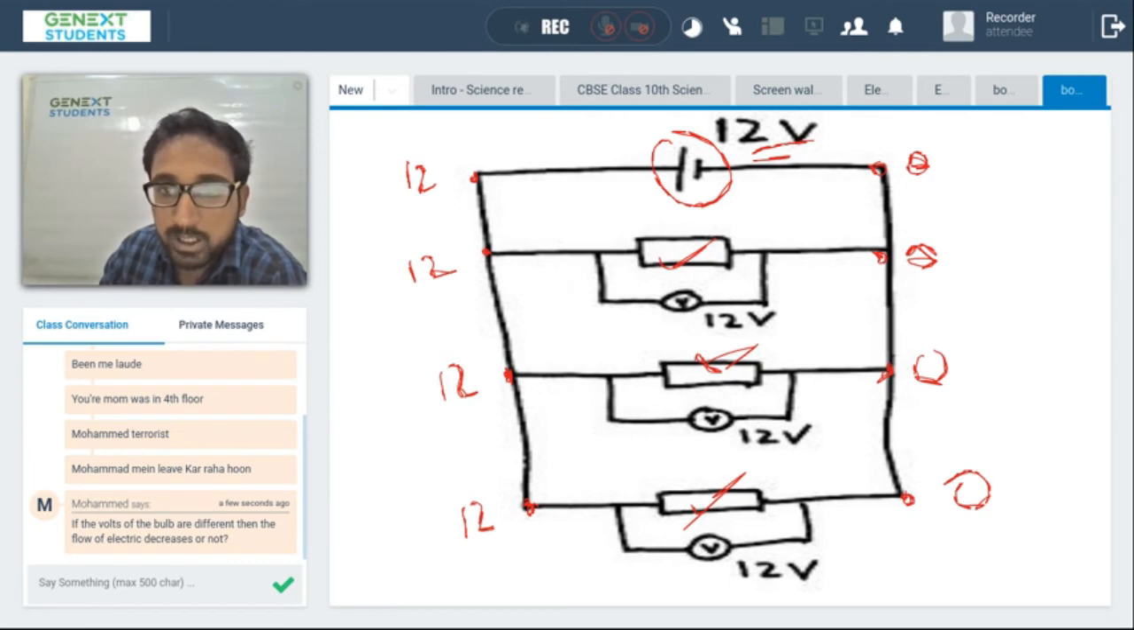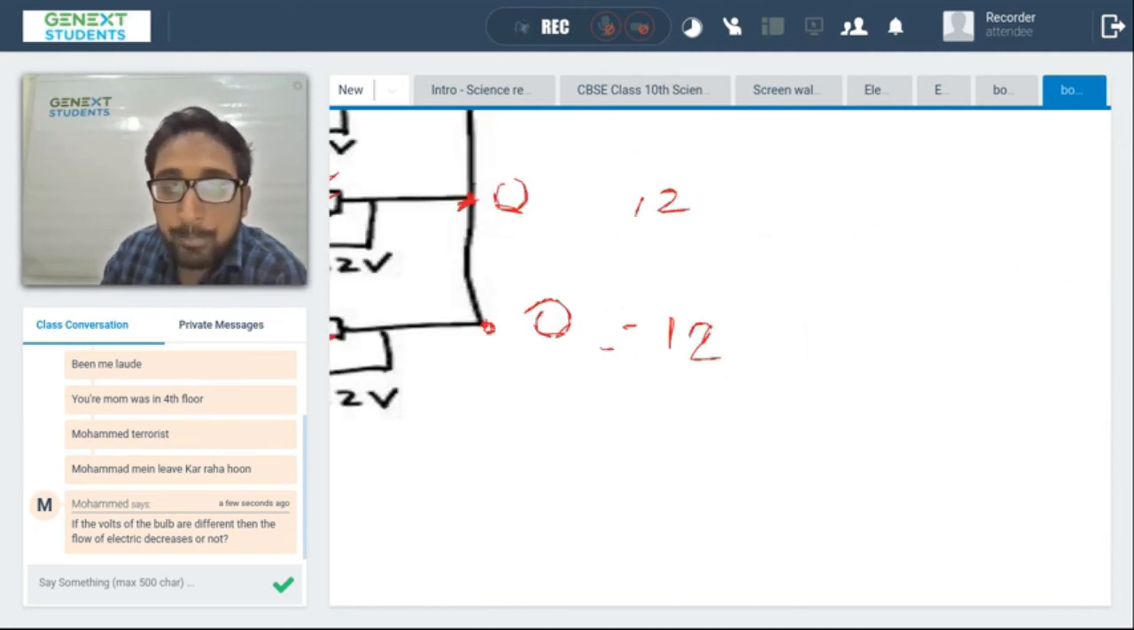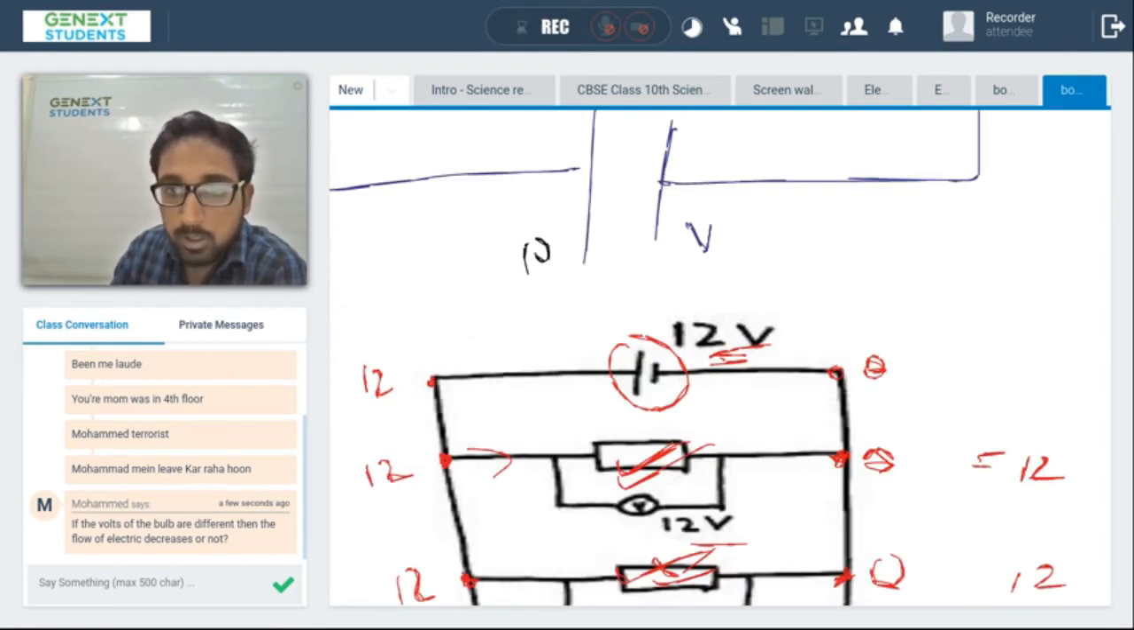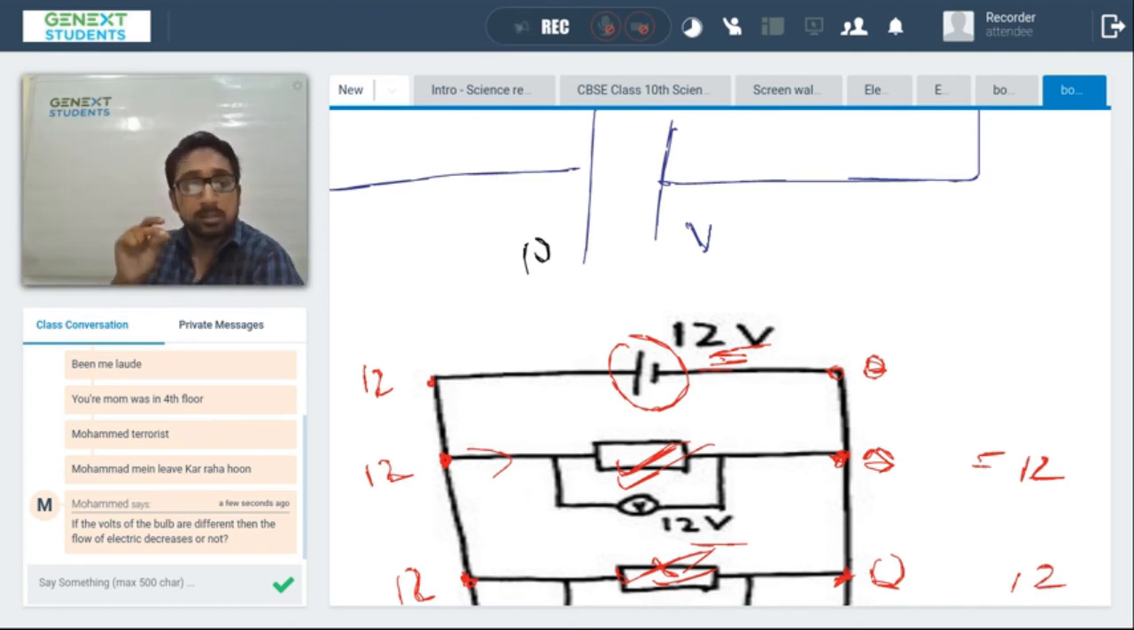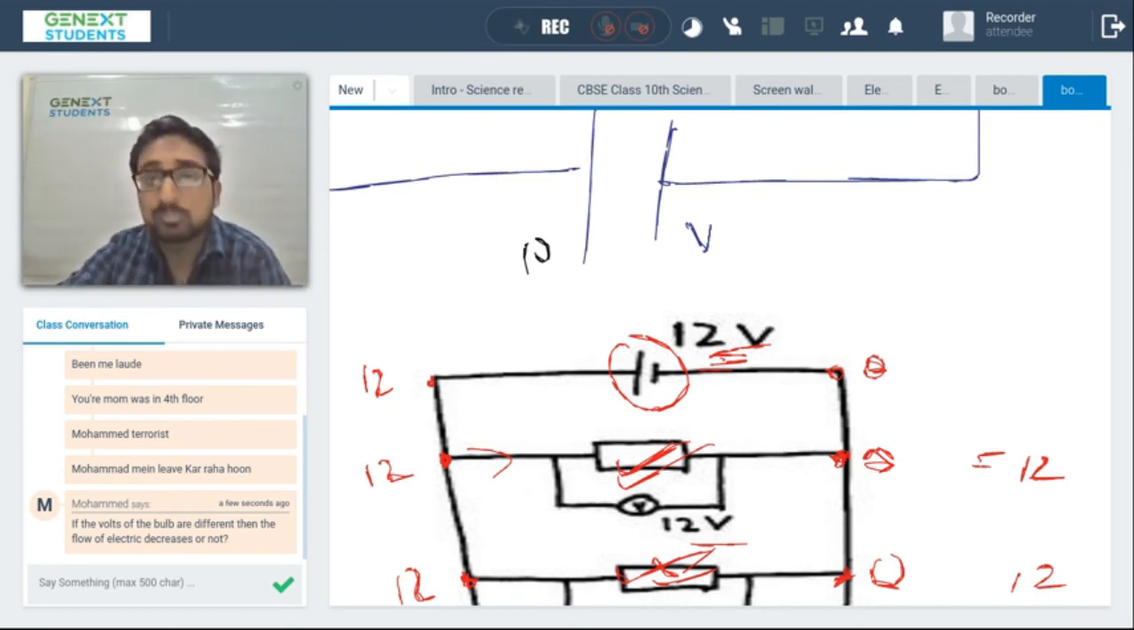So in this, what is the potential difference? For this particular resistance, the current is coming from here. What is the potential difference? 12 minus 0. It is 12. What is the potential difference for this particular resistance? It is 12. What is the potential difference for this particular resistance? It is 12. So what do we see? In a parallel combination, the potential difference remains same as that of the battery. But in series, it does not remain same. Got it? Yes or no?